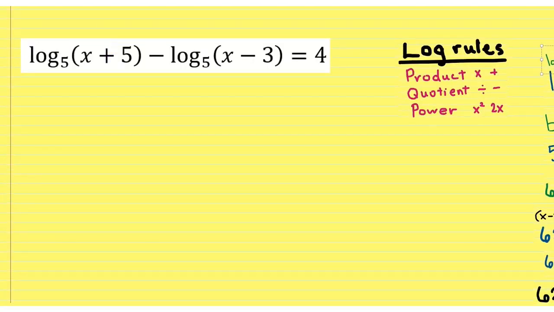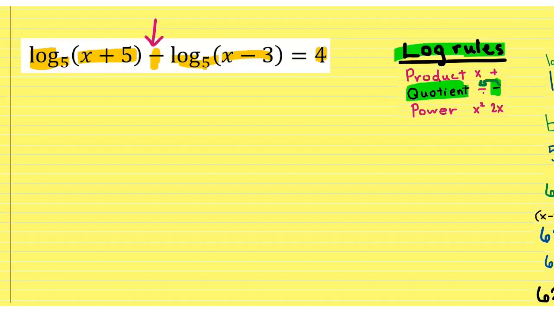Our next problem says that we have log base 5 of x plus 5 minus log base 5 of x minus 3 is equal to 4. So this has a subtraction. So that means that we are going to be able to utilize our log rules. When we have a subtraction, we are allowed to change our subtraction back into a quotient, and it is going to help us to condense this, but then we will be able to continue solving this.